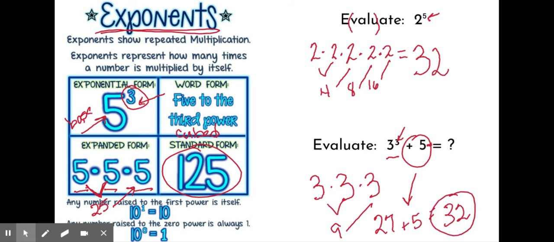Okay. When you're working with exponents, you always have to follow order of operations, which means parentheses go first, then exponents, then multiplication and division, and addition, subtraction. But exponents are simply a number multiplied times itself, and your exponent tells you how many of those numbers you need.